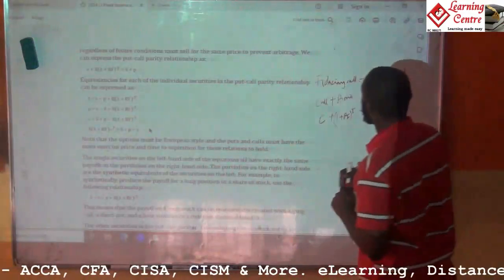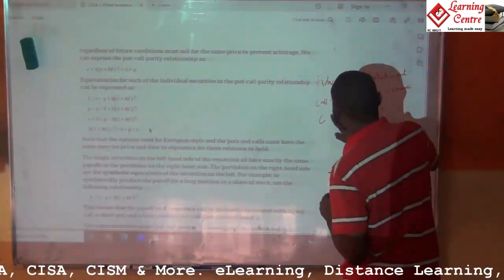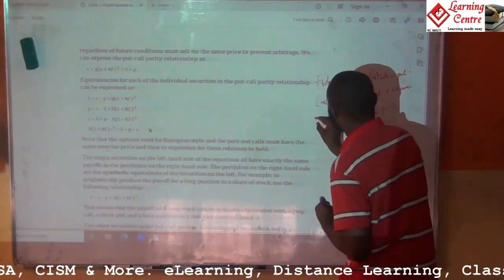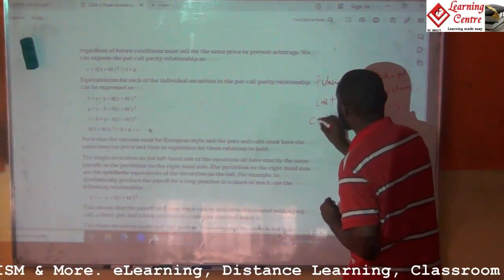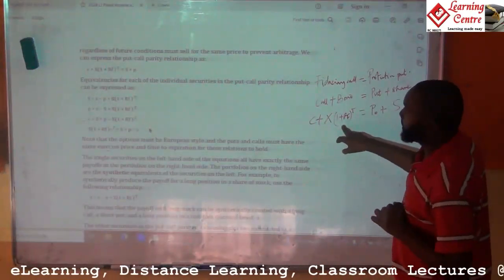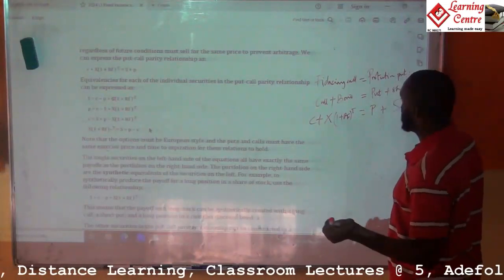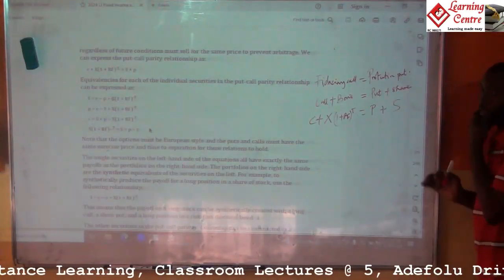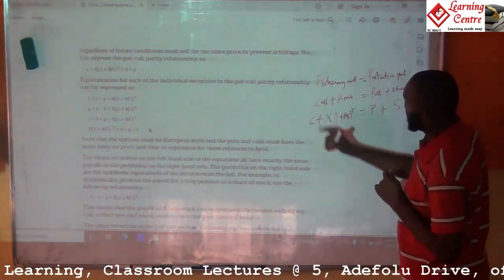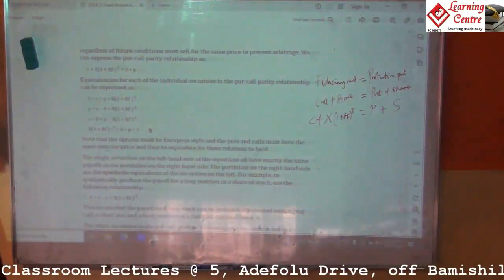Yeah, so the bond is the call plus the exercise price. So C plus X to the power minus T is equal to S plus P. So this is the formula we have been given. So let's look at the question.